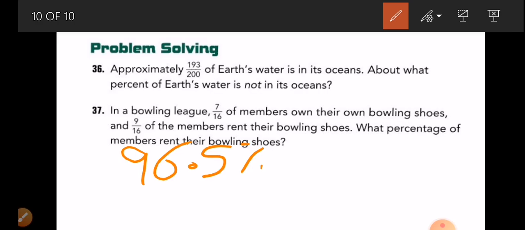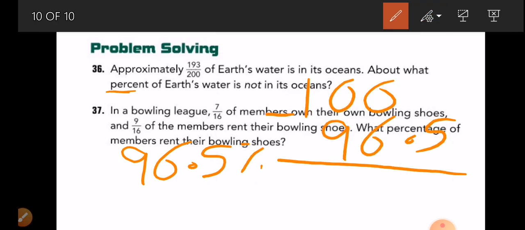So what about the percent of the water not in the oceans? The total percent for anything is 100. So if 96.5 is in the oceans, how many from the 100 is not in the oceans? It means subtract 100 minus 96.5.